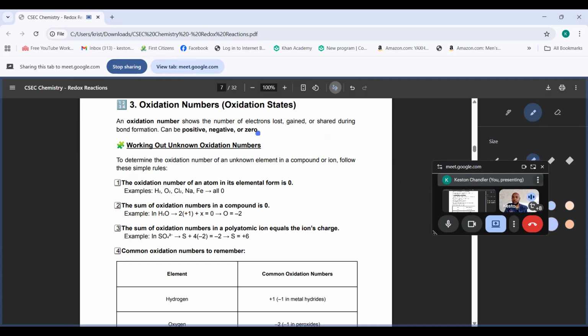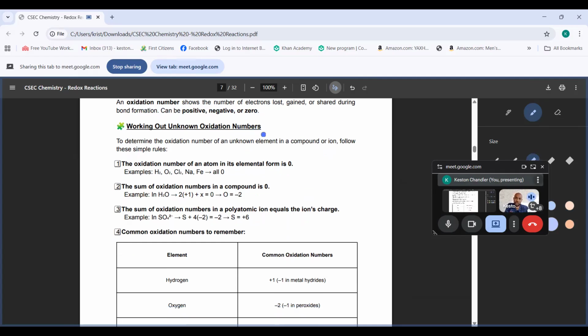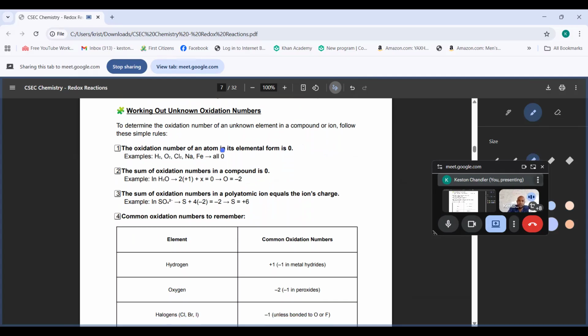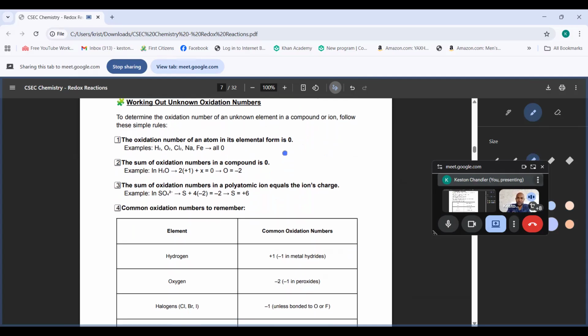Now, in order to work out an unknown oxidation number, there are some rules that you need to know. The oxidation number of an atom in its elemental form is always 0, and you'd have picked up on that already from our discussions. So H2, O2, Cl2, Na, Fe, sulfur. Once it's by itself, as molecules or elements, the overall oxidation number is 0.